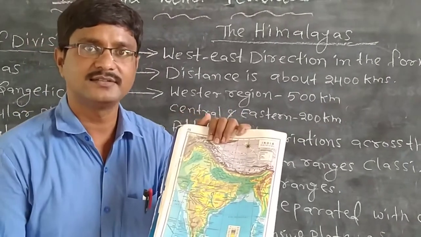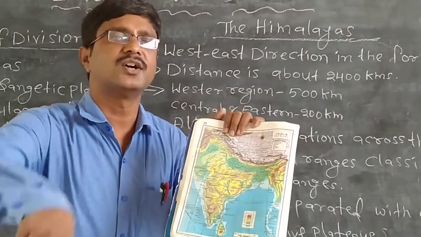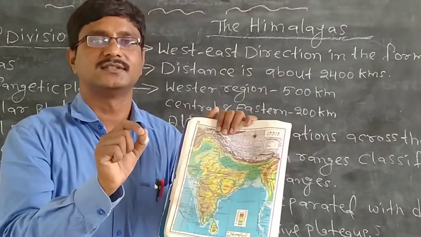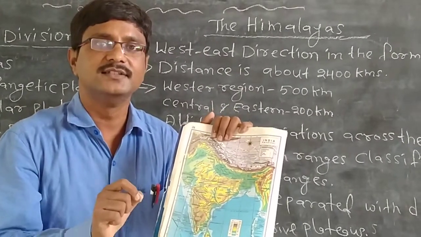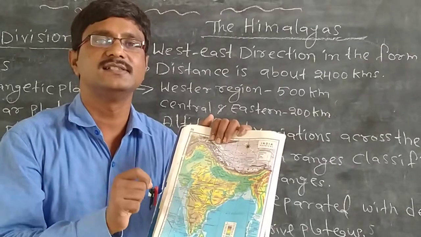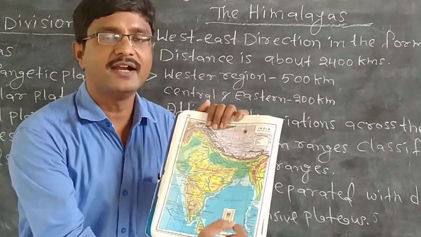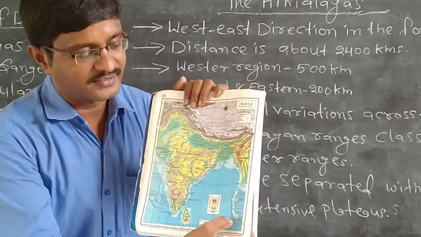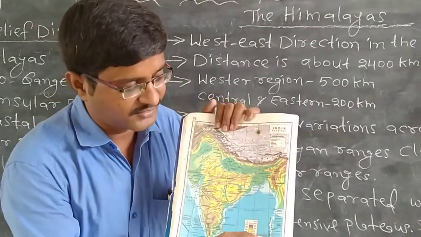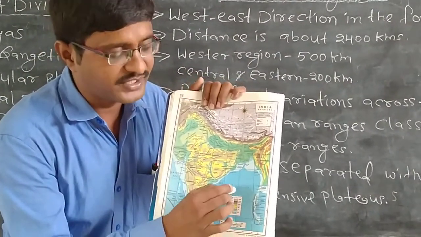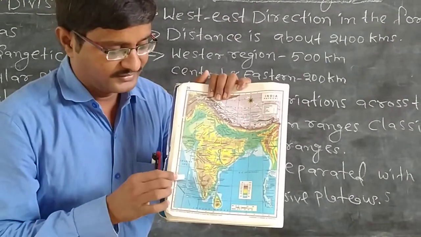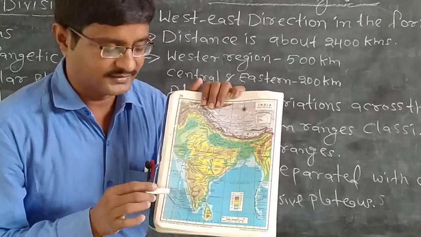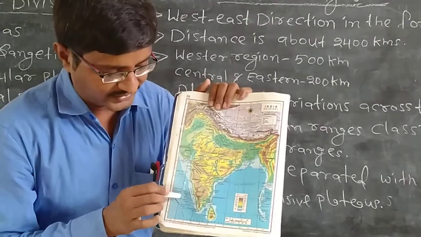And the sixth one is islands. What are islands? A piece of land surrounded by water. These islands are located in the sea, in the Arabian Sea and in the Bay of Bengal. Here are the Andaman and Nicobar Islands, located in the Bay of Bengal. And in the Arabian Sea, some islands, for example, the Lakshadweep Islands.